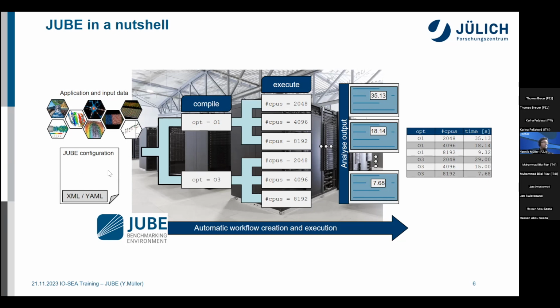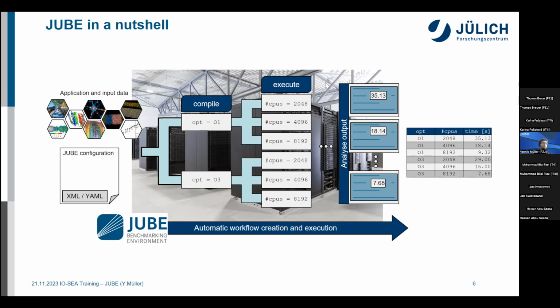And JUBE will take this configuration and the data that you described in the configuration, and then do some workflow with it. In this case, the workflow consists of a compile step, where it does different compiles with different settings, optimization level 01, 03, and then an execution step, where again it does different settings, with 2000 CPUs up to 8000 CPUs.